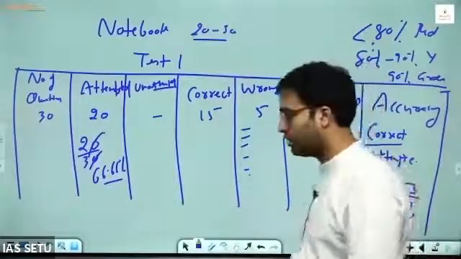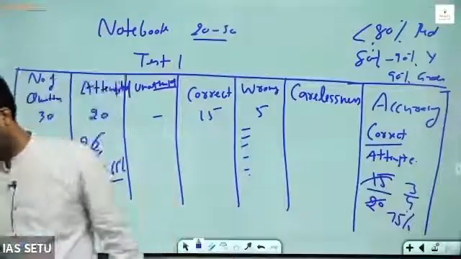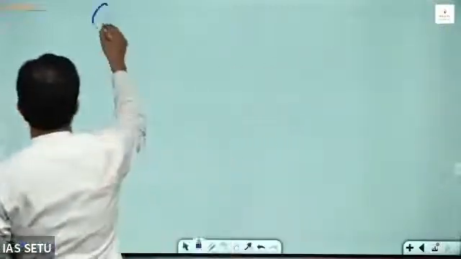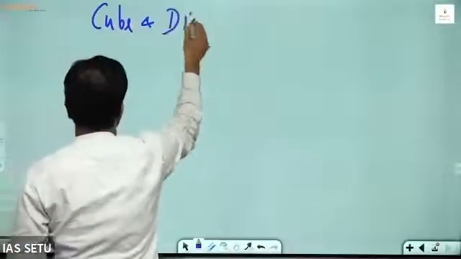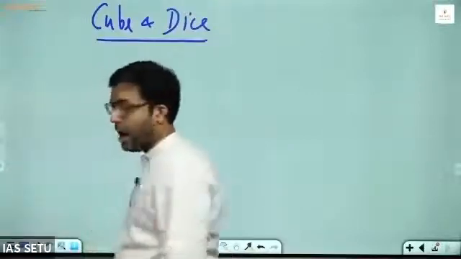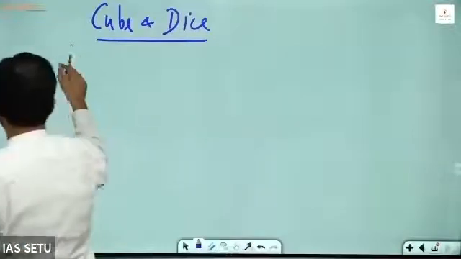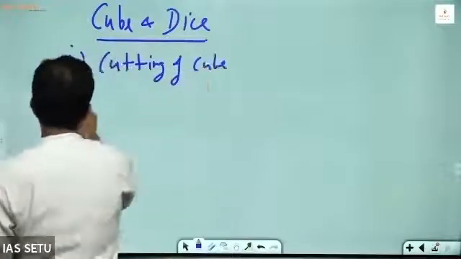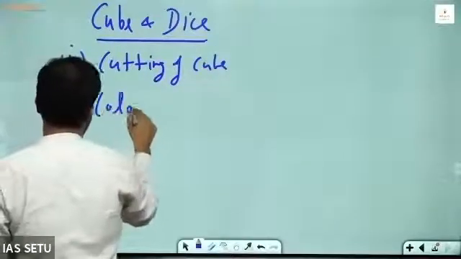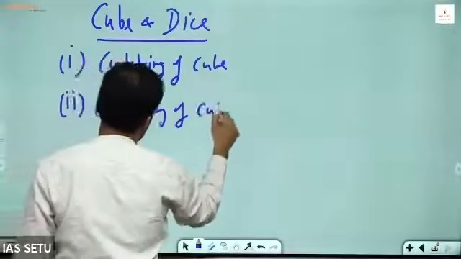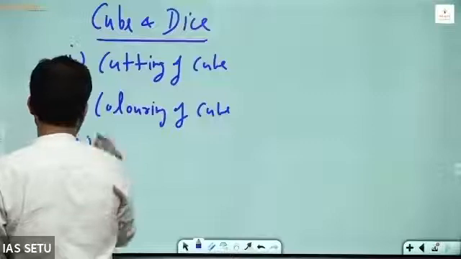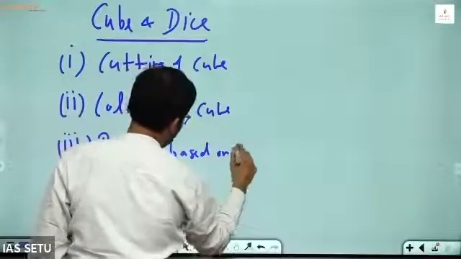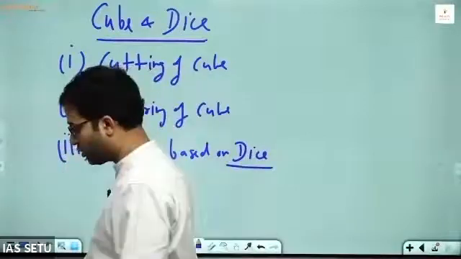Now we start our cube and dice topic. You put the heading cube and dice. Under this we have 3 subtopics. One is cutting of cube. Second is coloring of cube. Third one is problems based on dice.